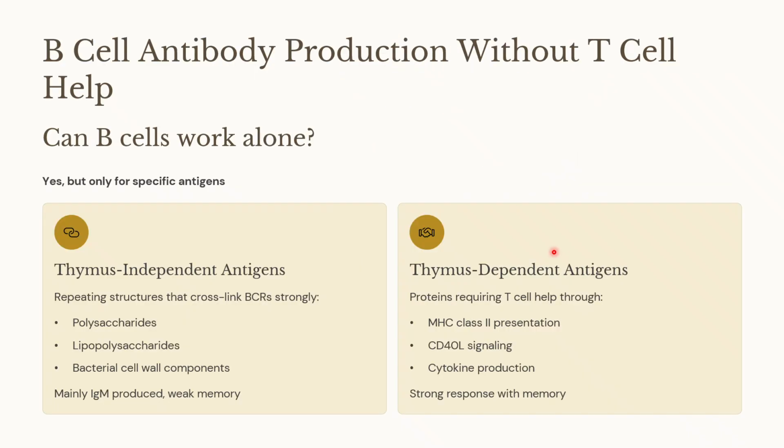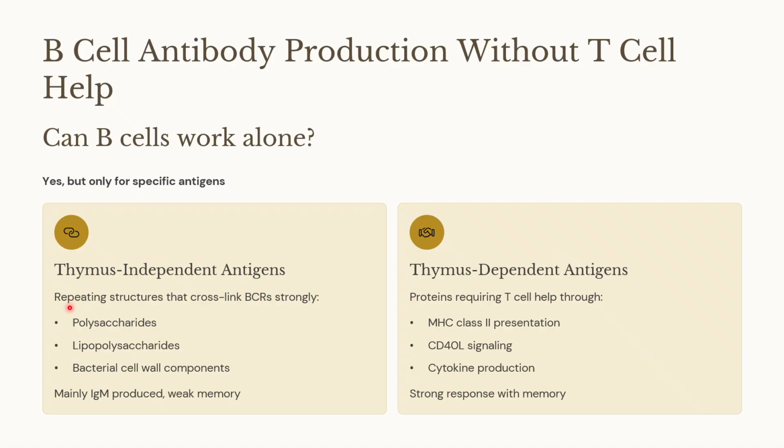You might be having a doubt: can B cell antibody production happen without a T cell? Because for the B cell to produce the specific antibody, for class switching, somatic hypermutation and affinity maturation, we need the help of a T cell. Here in thymus independent, the T cell is not involved. So how does it work? B cells can in turn produce antibodies, but only for specific antigens.